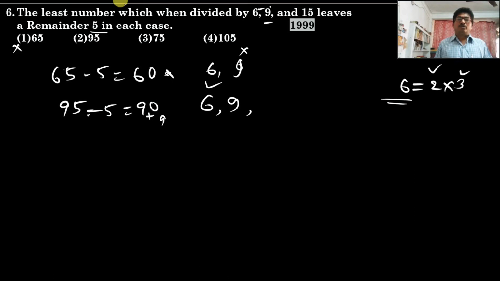And 15: 3 fives are 15. If a number is divisible by 3 and 5, then the number is exactly divisible by 15. So it is also exactly divisible by 3 and 5. That's why it is also exactly divisible by 15. So option 2 is correct.